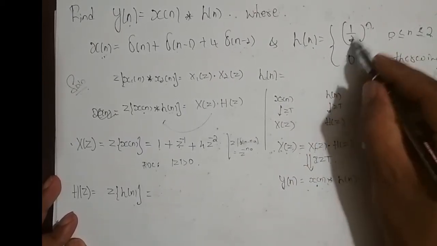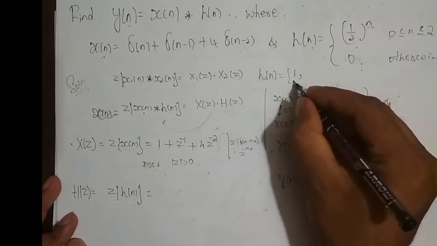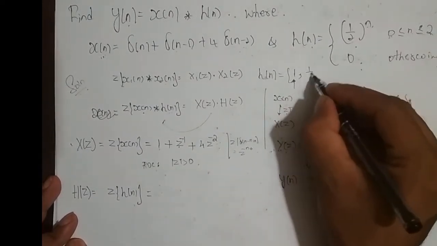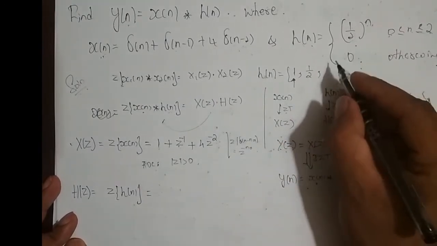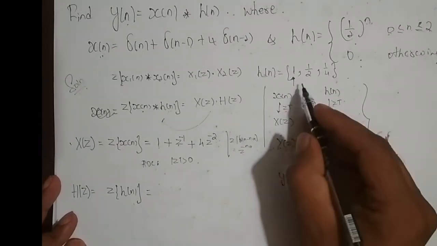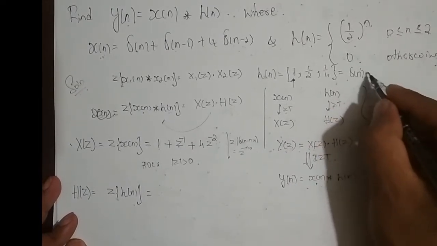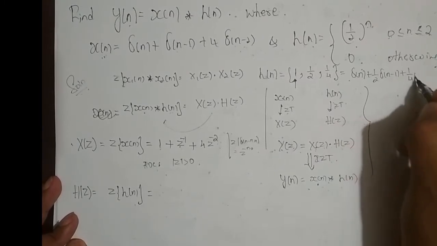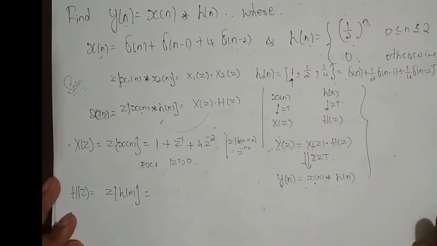So when n equal to 0, it is 1 by 2 power 0, which is 1. This is at n equal to 0, so I have put an arrow mark here. When n equal to 1, it is 1 by 2 power 1, which is 1 by 2. When n equal to 2, it is 1 by 2 power 2, which is 1 by 4. This is the h of n. So how can I write it in delta functions? It is nothing but delta of n plus 1 by 2 times delta of n shifted right 1 time plus 1 by 4 times delta of n shifted right 2 times. This we have discussed in the previous video, right?